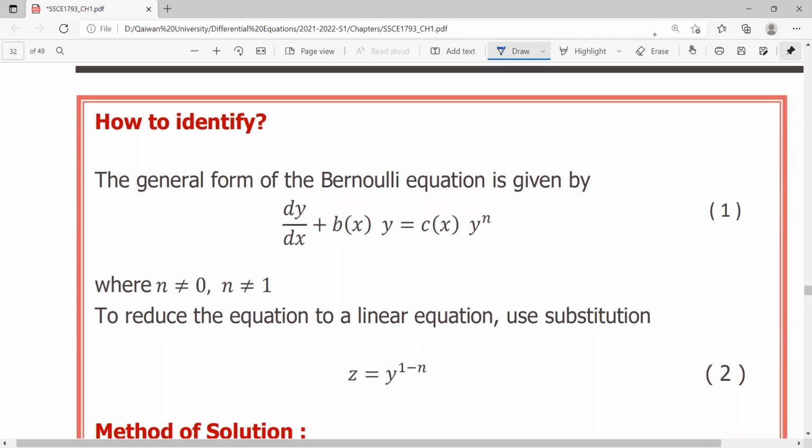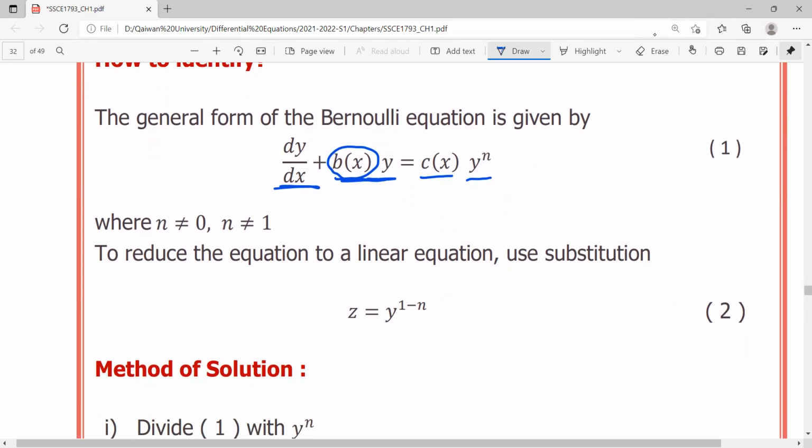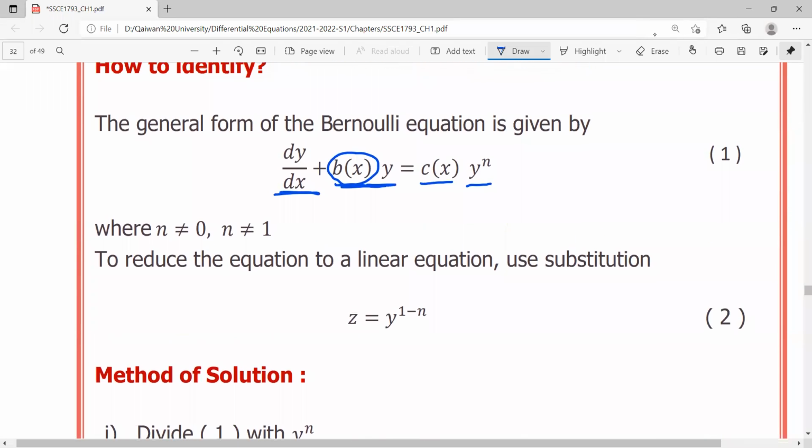As you see here, we have dy by dx plus b of x, a function of x, times y, equals c of x times y to the power n. The power n is not 0 and not 1. If the equation is in this form, we do a substitution. We let z be y to the power 1 minus n.